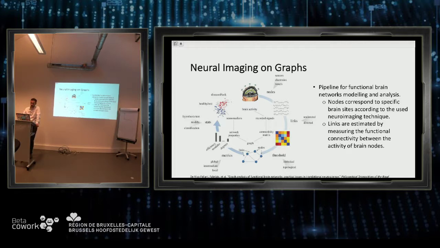This is, for instance, a pipeline of neural imaging on graphs. It's a pipeline of functional brain networks modeling and analysis. You see, for example, here you have sensors with electrodes. You have the electroencephalography, where you put nodes on the human head and you measure these kinds of signals. Then, based on these recorded brain signals, you can create some kind of connectivity matrix. And then, using thresholds and statistical topologies, you can write all this information in terms of a graph.